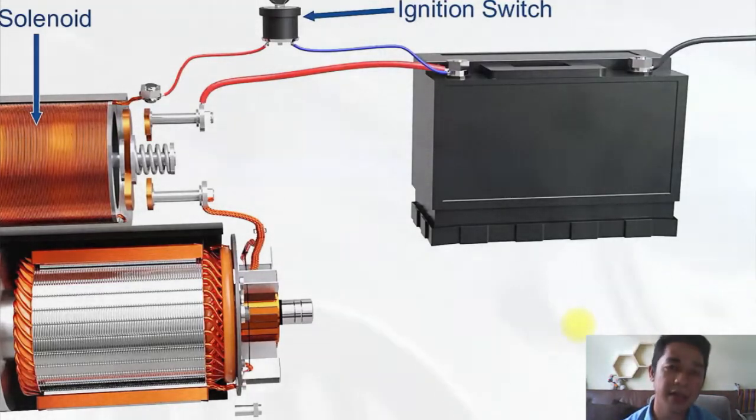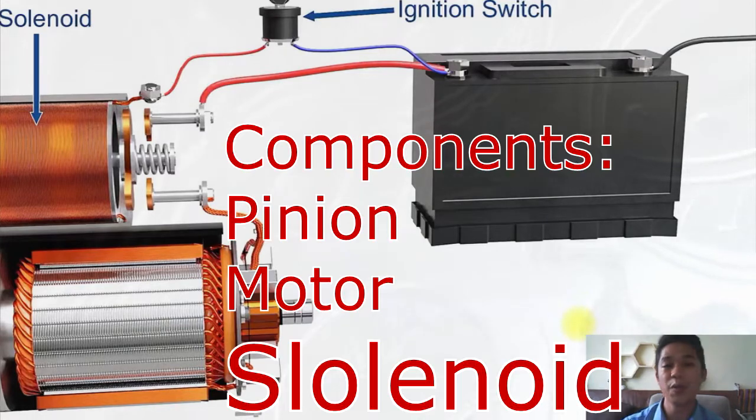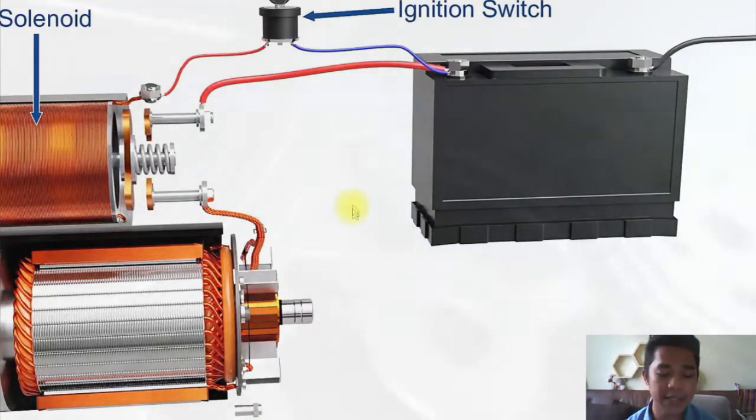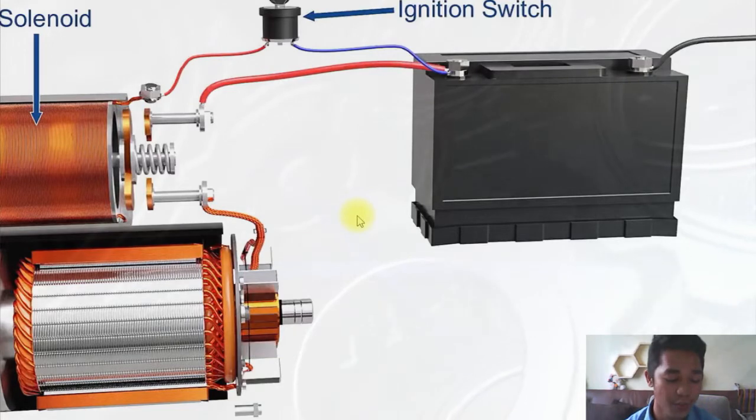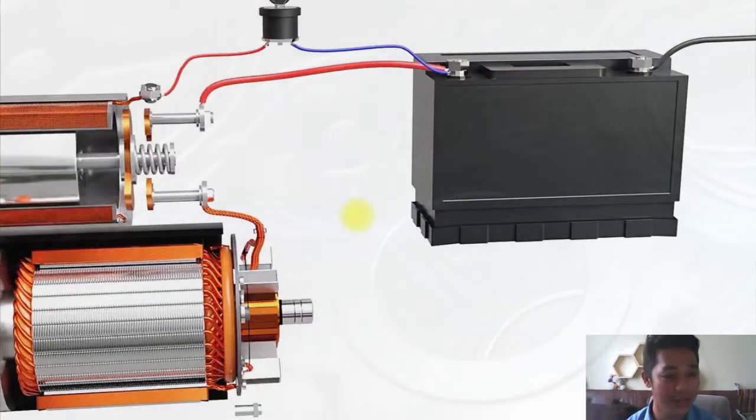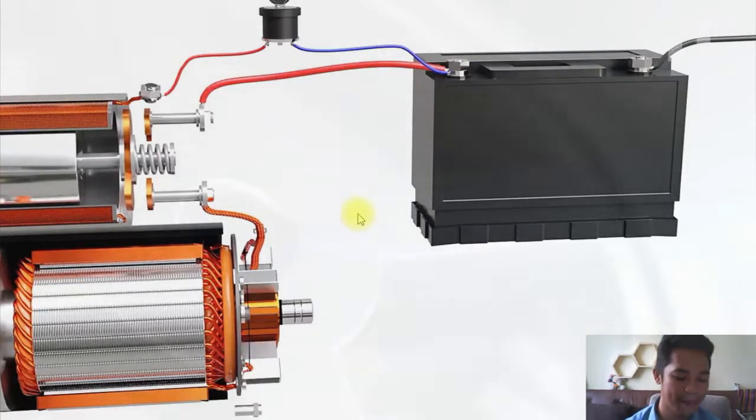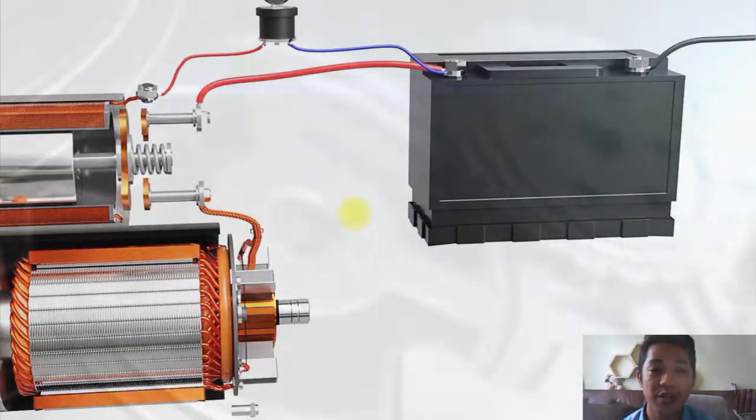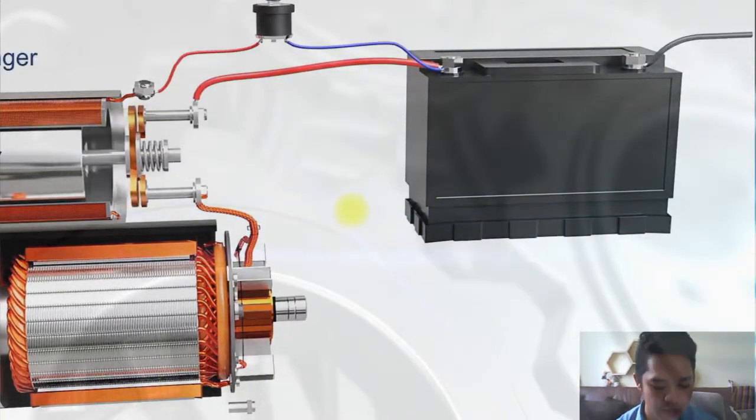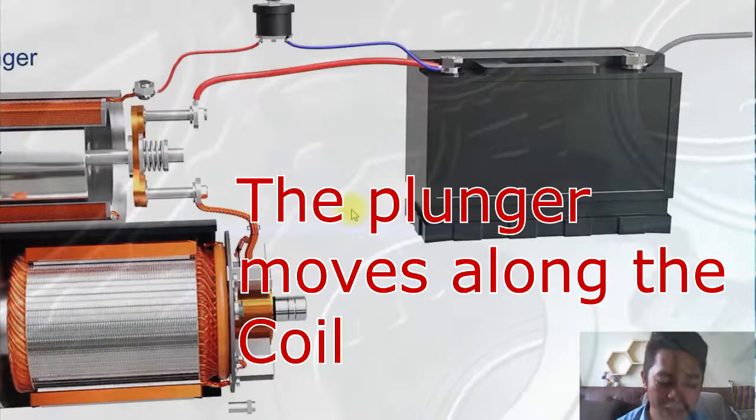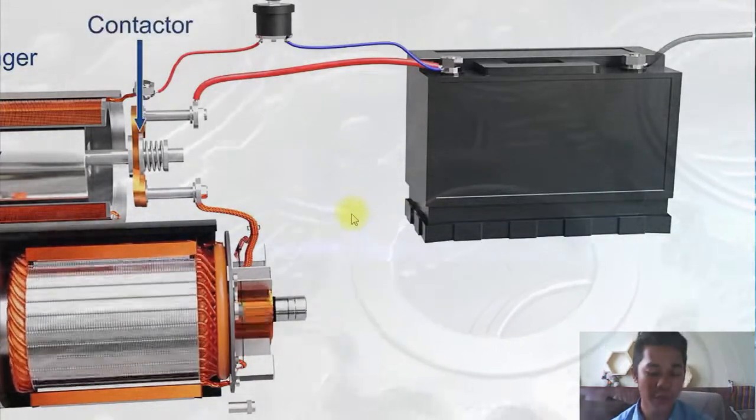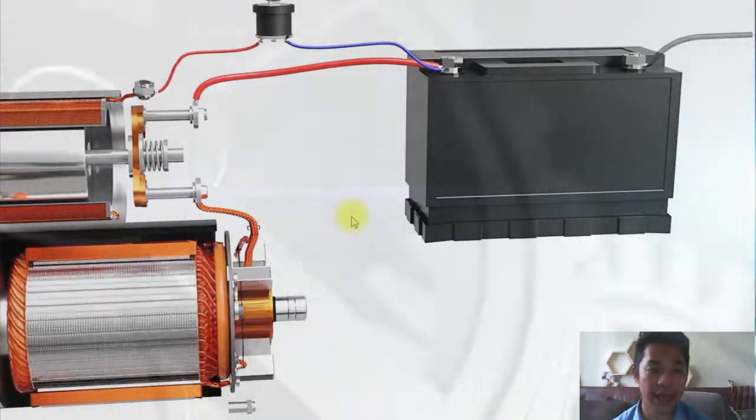And again, one of the major components of the starter motor is the solenoid. A solenoid is defined as an electromagnet which requires a small current to get energized. Alright. As the ignition switch turns on, the plunger in the solenoid moves along the coil which connects the copper terminal.